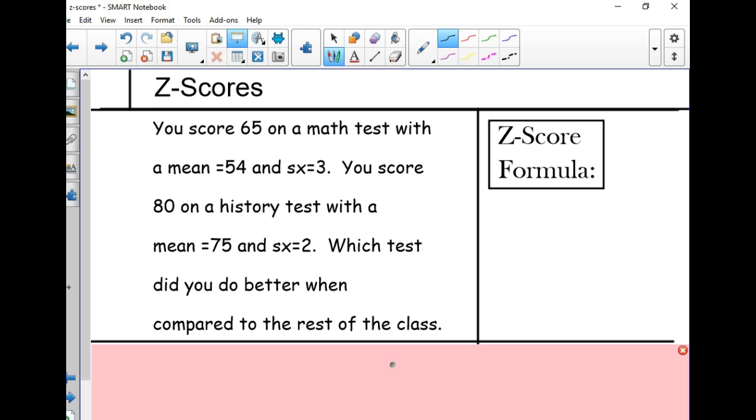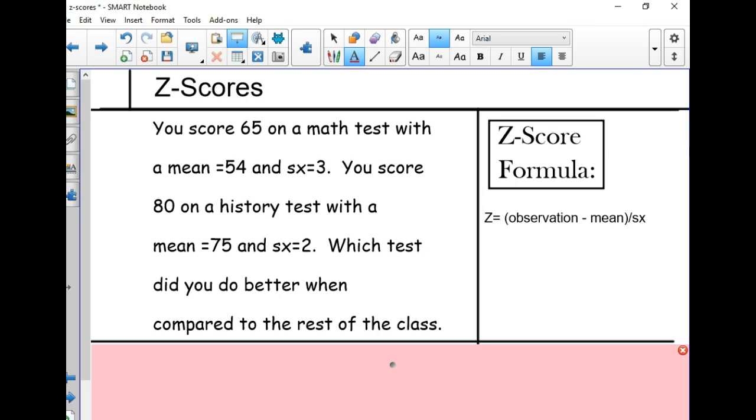I'll pause the video while people write it down. All right, you can see on the right-hand side there, I put the Z-score formula. Make sure that you get that down. And remember, a Z-score is the same thing as a standardized score. You can use those interchangeably right now, okay? A Z-score is we take our observation, we subtract the mean from it, and that's why I have the parentheses there, and then we divide by SX. And what did we establish that SX was? The standard deviation.